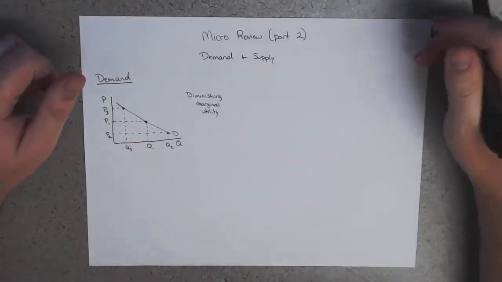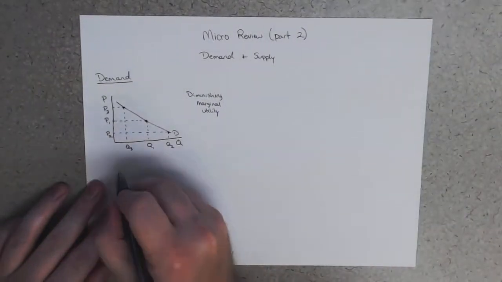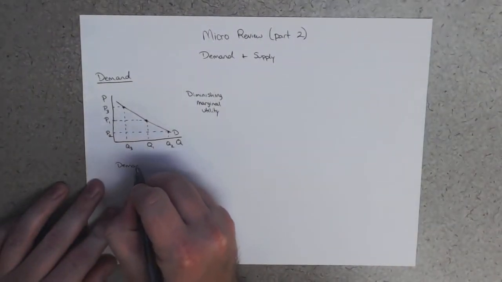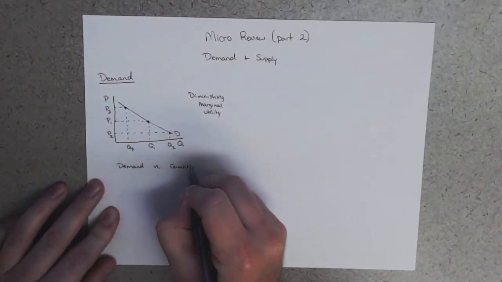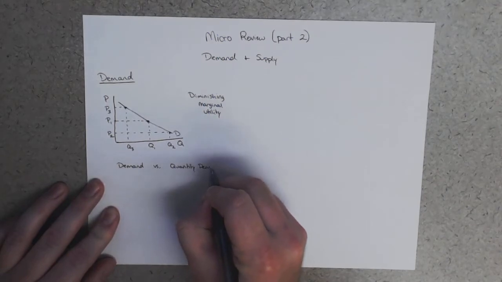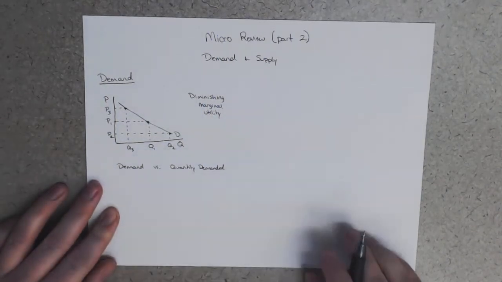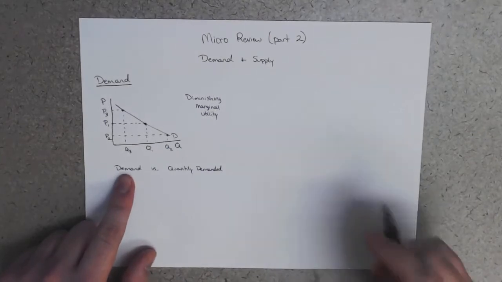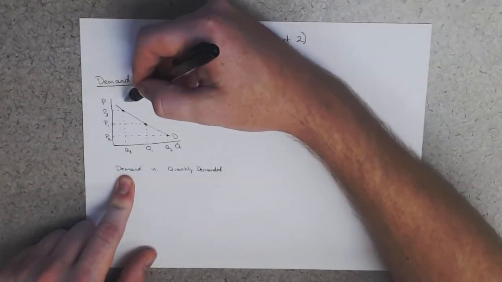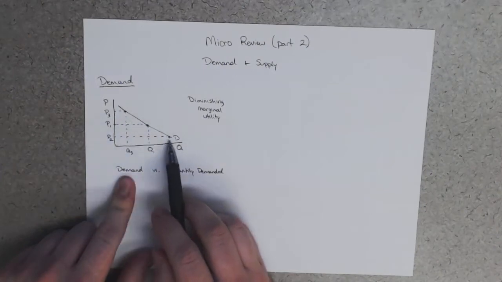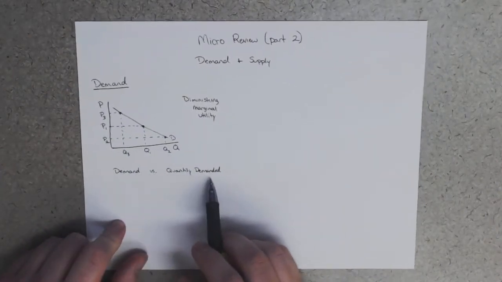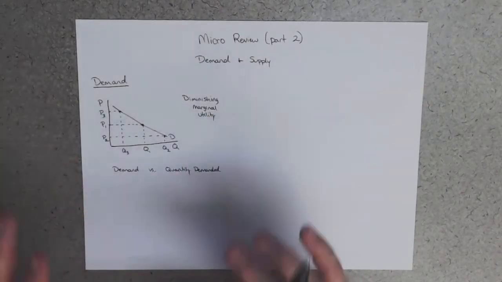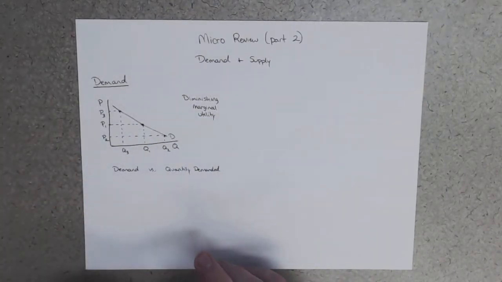Now, this leads to a very important distinction between what we call demand and quantity demanded. Demand is like this entire line here, this whole curve here, that's the demand. And quantity demanded is the amount that people actually purchase.